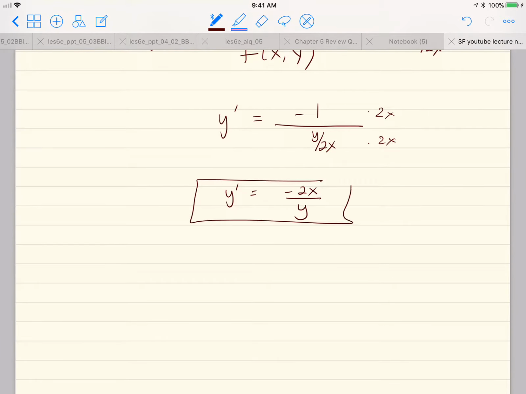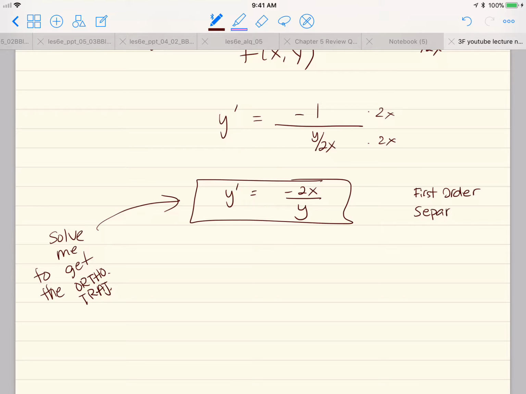Now, I need to solve this differential equation to get the orthogonal trajectories. Okay, how do I solve this differential equation? Well, this differential equation is first order, and it is separable. So I'm going to separate the variables.